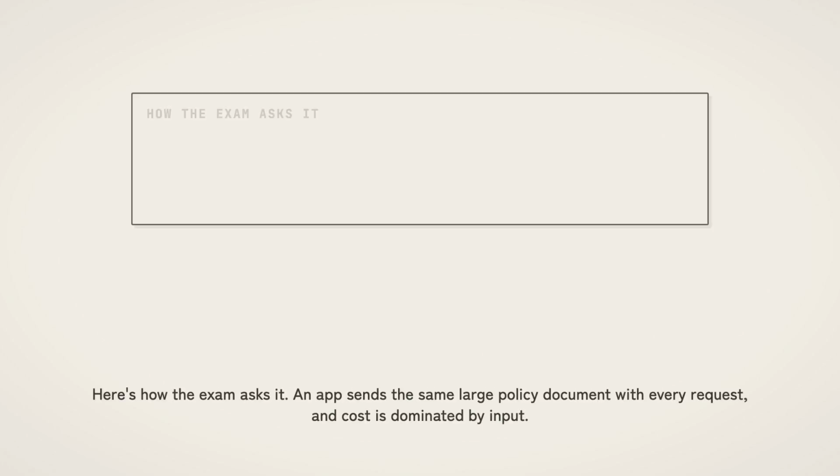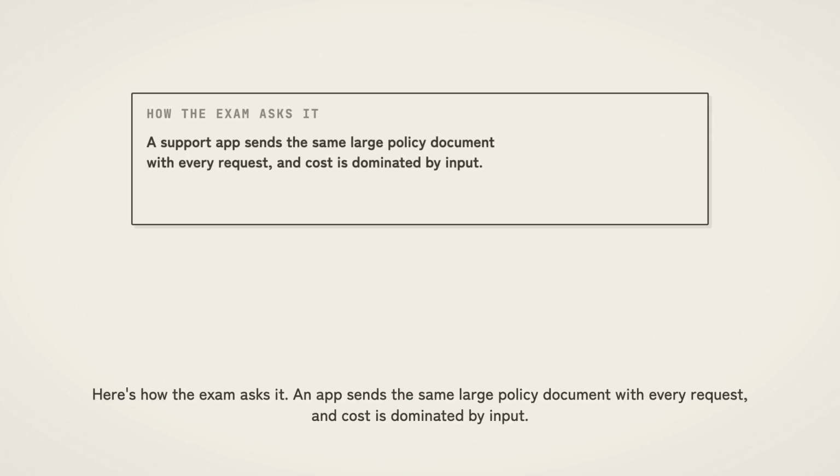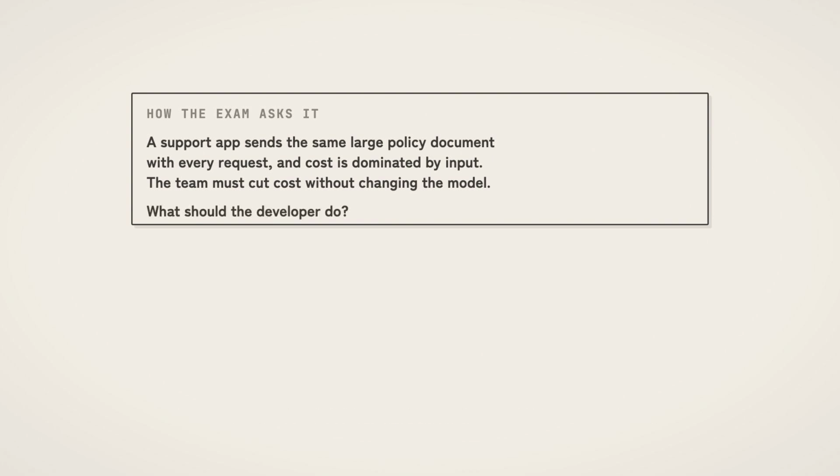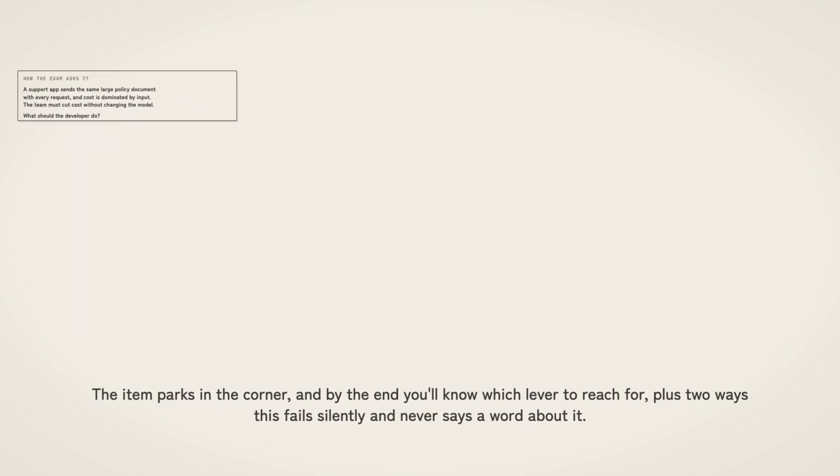looked. Here's how the exam asks it. An app sends the same large policy document with every request, and cost is dominated by input. The team needs to cut that cost without changing which model they use. What should the developer do? The item parks in the corner, and by the end you'll know which lever to reach for.